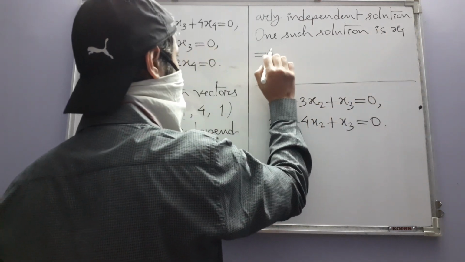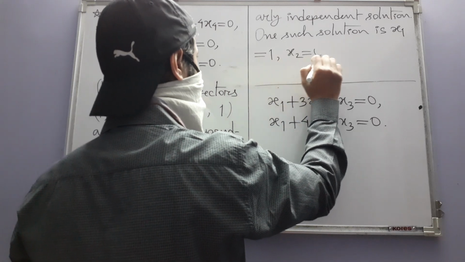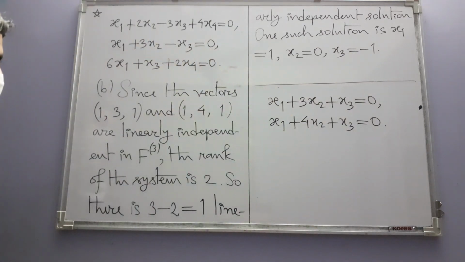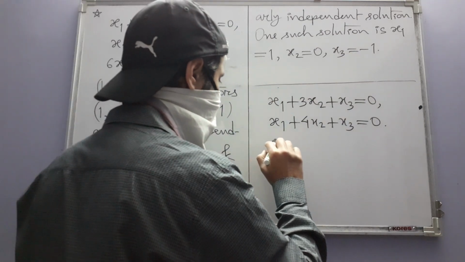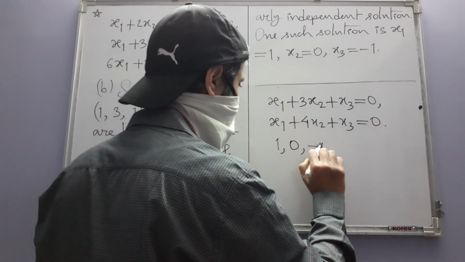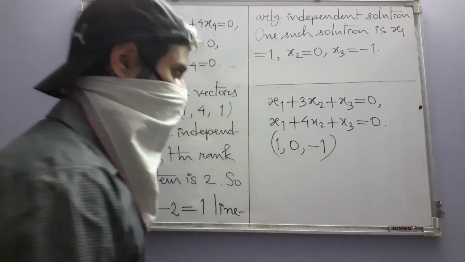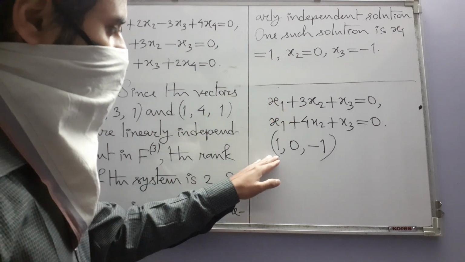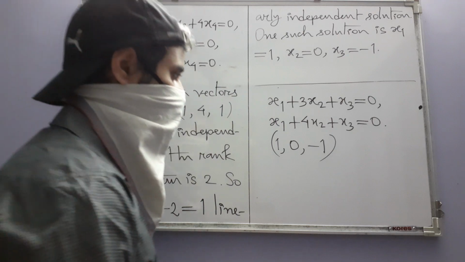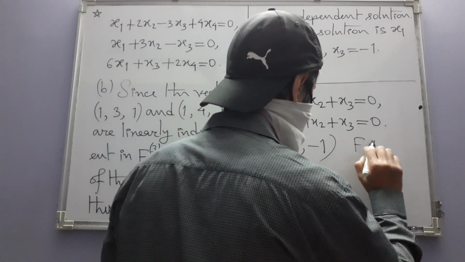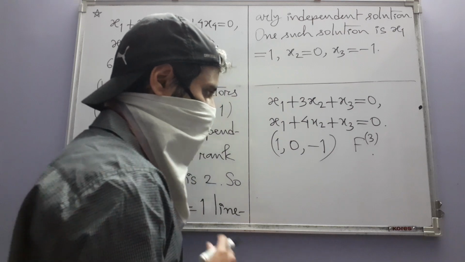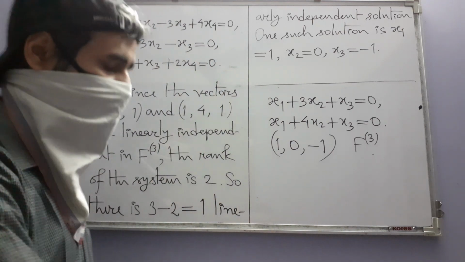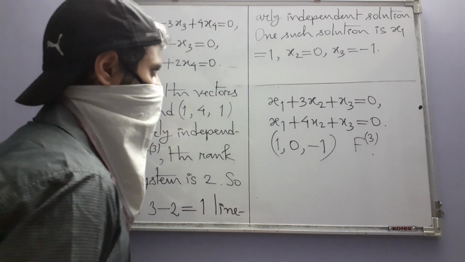x1 equal to 1, x2 equal to 0 and x3 equal to minus 1. So that means this vector gives us a solution for this system of equations, and the one-dimensional subspace that it spans in the 3D real space consists of all the solutions to this system of equations. So that is part B.